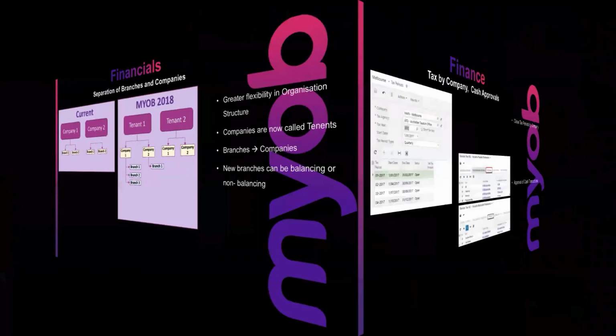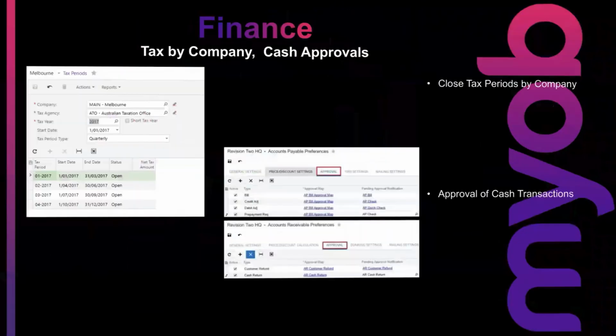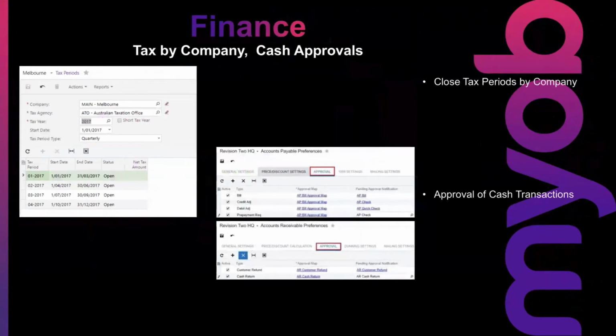Tax by company is a significant enhancement. We've all been looking for this, you as well as us. So now you can close your tax by company independently, and also if one company is on quarterly and another company is on monthly, it supports that as well. So you don't have to close all the branches within a company at the same time. Now you can close them independently, or what we now call the companies rather than the branches.